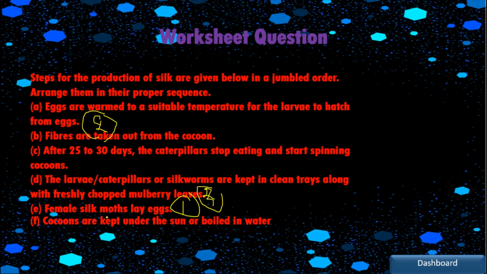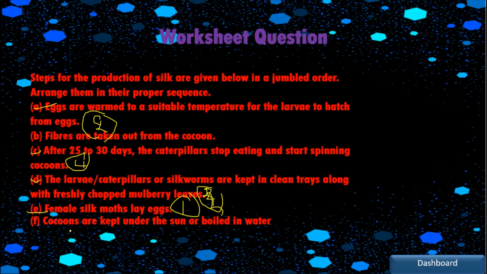And next, cocoons, right? So this is fourth. After 25 to 30 days, the caterpillars stop eating and start spinning cocoons around them, right? And next, what is next? 1, 2. So this is 3, 4. A is done. So C is done, D is done, E is done, and F and B.